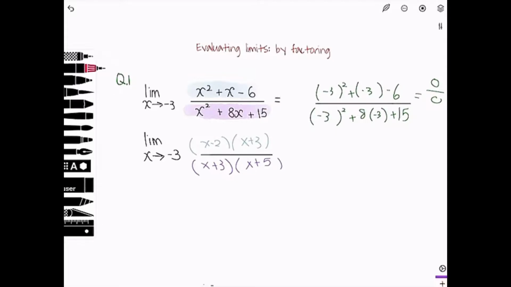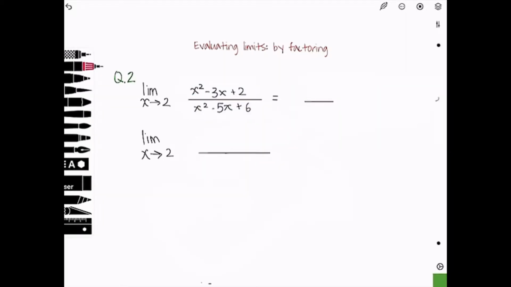Okay, so now we have a common factor. If you have any common factor, you cross it out or cancel it. Now we're left with x minus 2 and x plus 5. You just replace x with the value you've been given, which is -3. So -3 minus 2 is -5, and -3 plus 5 is 2. So the final answer would be -5 over 2.